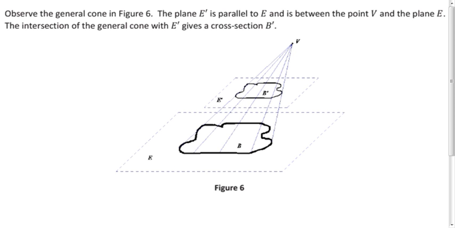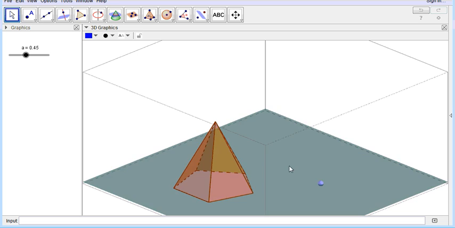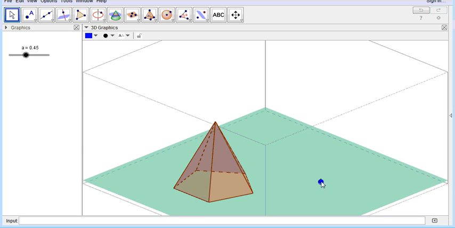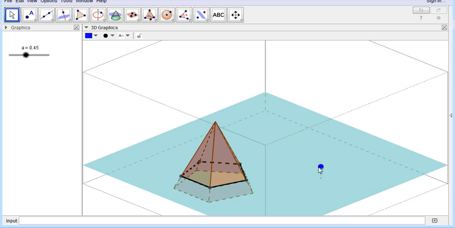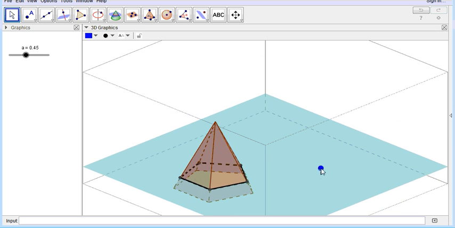So we can also take cross sections of a general cone. They're going to be parallel to the base. What do you notice about the cross section and the base? What's special there? Let's look in GeoGebra. So here we have a pentagon as the base, so a pentagonal pyramid. And what do you notice about the cross sections that we're going to generate here? Well, they're all regular pentagons as well, and that's not a coincidence.